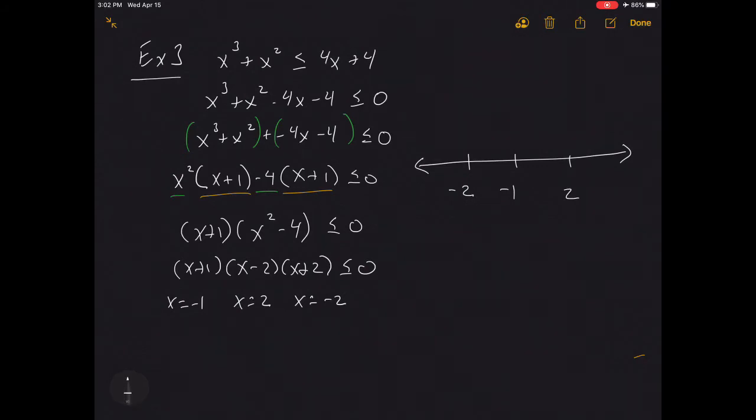But what you should notice now is that I have 4 regions. I have that region, that region, that region, and that region. I've got 4 different regions now to check. So we're going to check all 4 regions and see what happens.